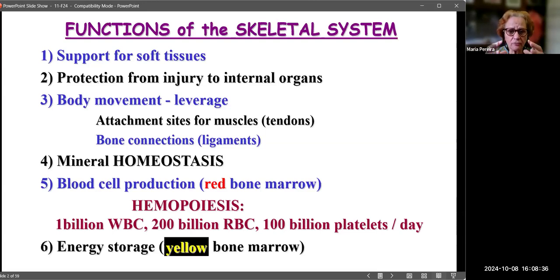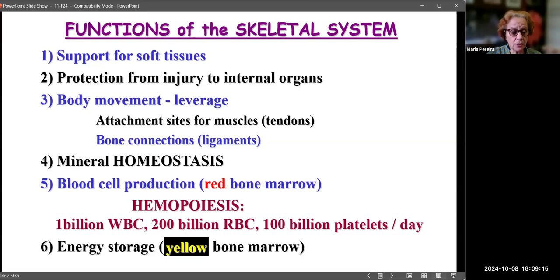So you see that there are very important functions related to the skeletal system. The skeletal system is not only important for protection and for providing movement, it's important for maintaining calcium and phosphate homeostasis, and particularly calcium is very important. It's also the site where the red bone marrow is stored. So this is where hemopoiesis starts, where the generation of different blood cells occurs from the precursors.